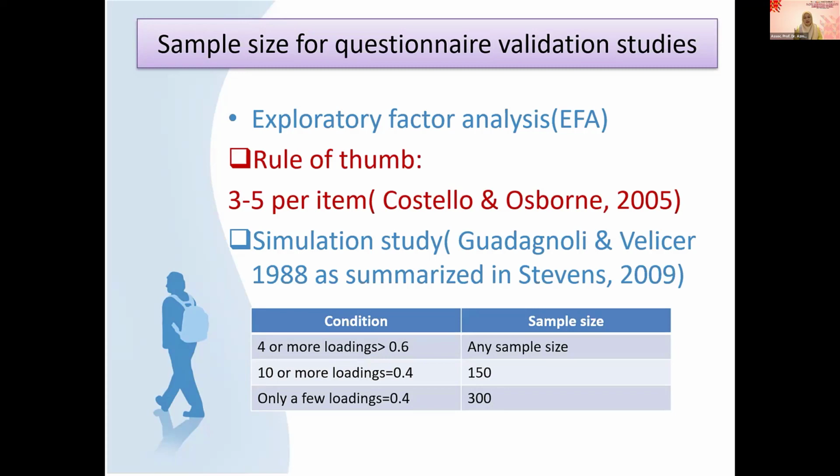per item. So 20 times 3 is 60 people you need to ask for you to run the EFA. Okay, so basically this is a basic rule of thumb by Costello, 3 to 5 per item for EFA.